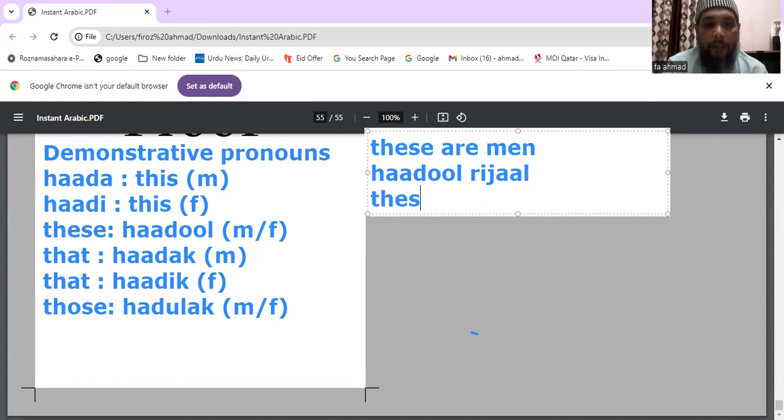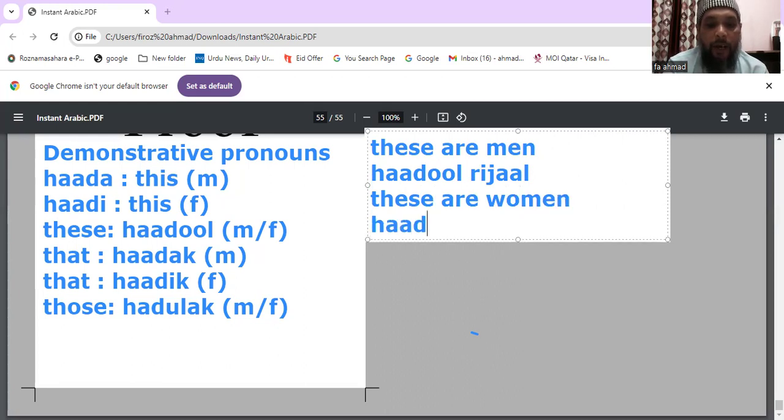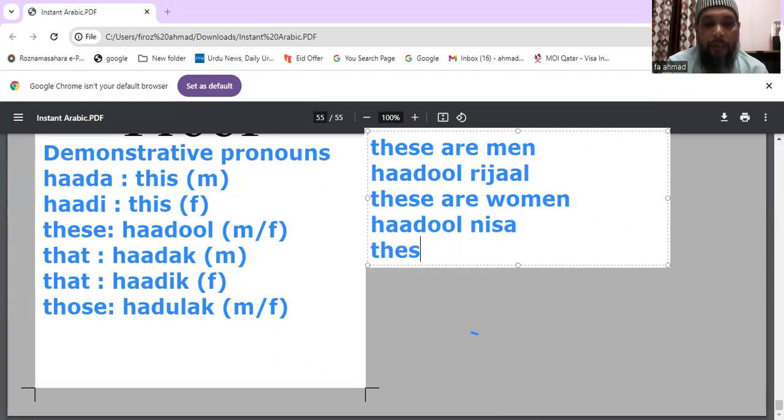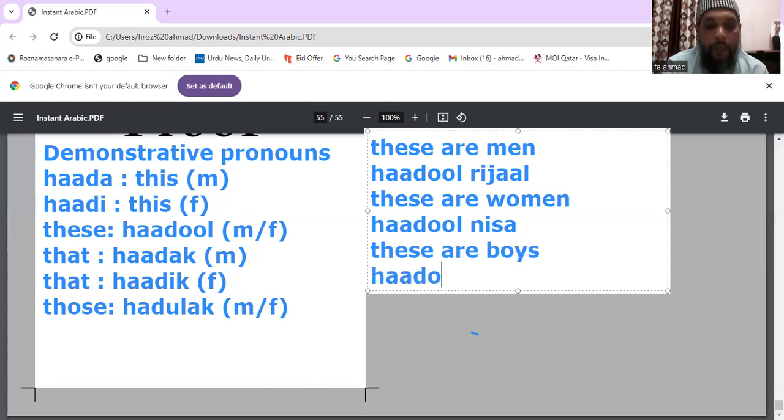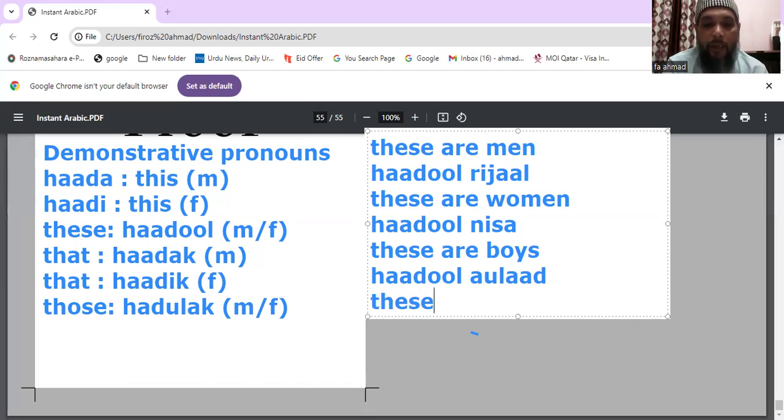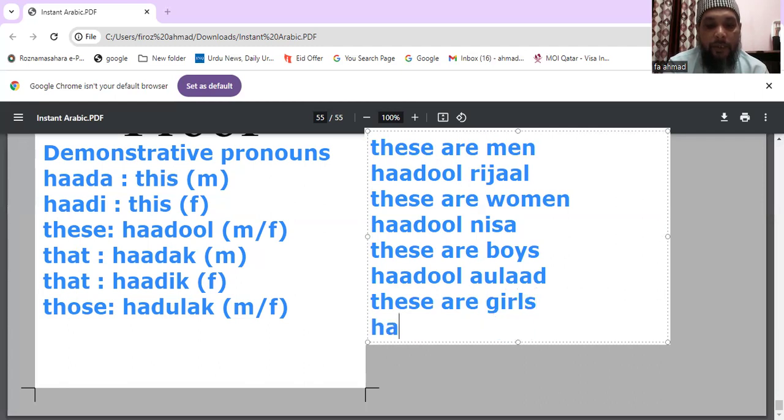And these are women. Hadul nisa, nisa is a plural. And these are boys. You can say hadul aulad. And these are girls. You can say hadul banat.